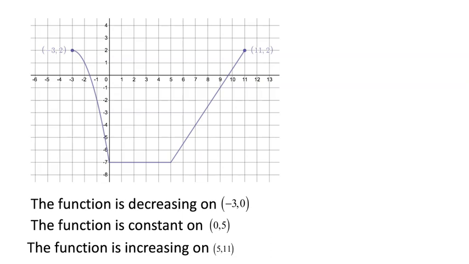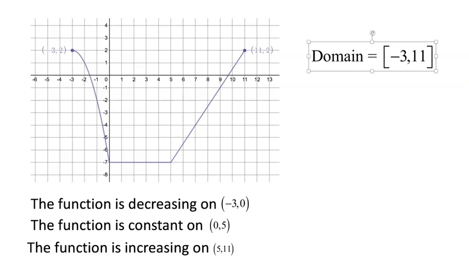Now let's talk about domain and range here. Domain. What's the lowest x value you see anywhere? Negative 3. What's the highest x value you see anywhere? 11. So the domain for this function is from negative 3 to 11. So we see that again, smallest x value, negative 3, largest x value is 11. Everything in between can be used.